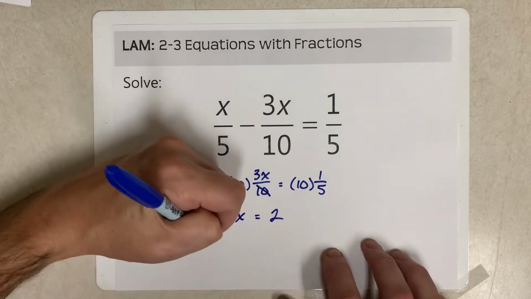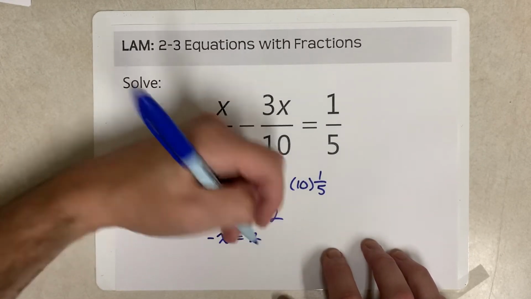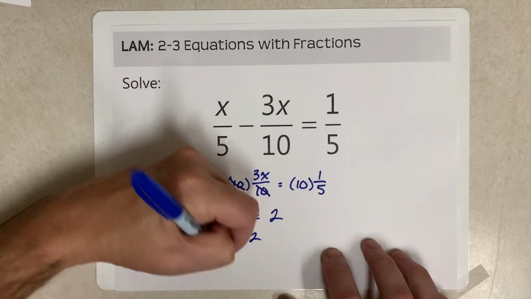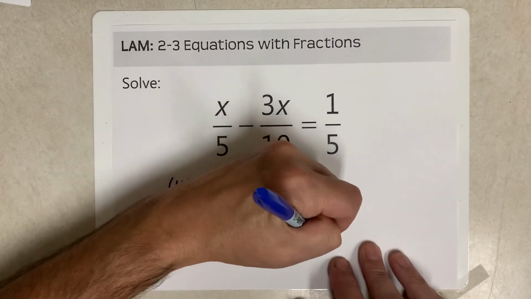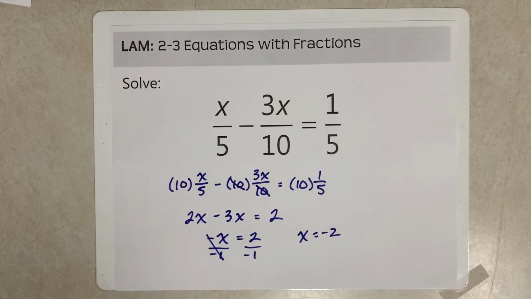2x minus 3x is negative 1x, is equal to 2. Divide both sides by negative 1 to get rid of that negative, and x is equal to negative 2.